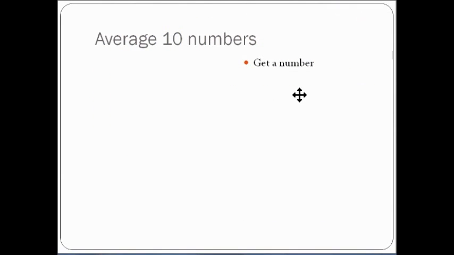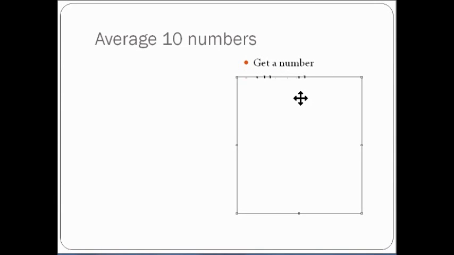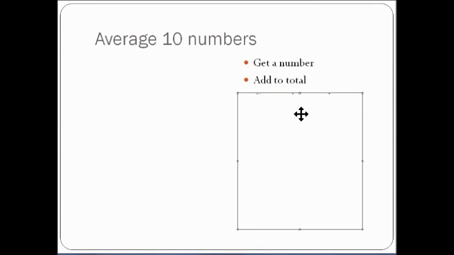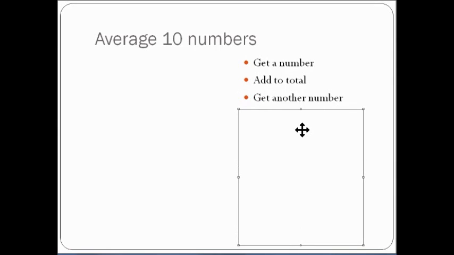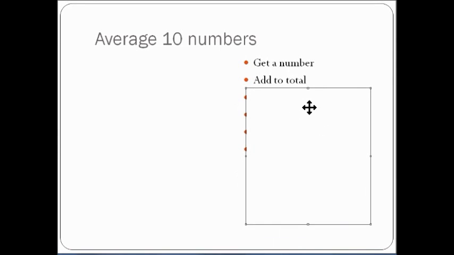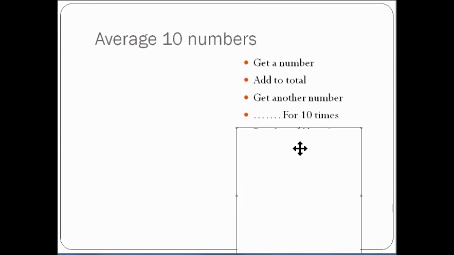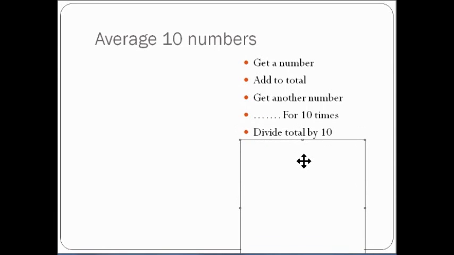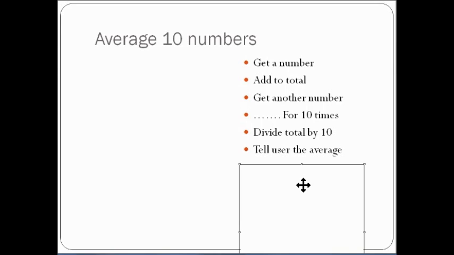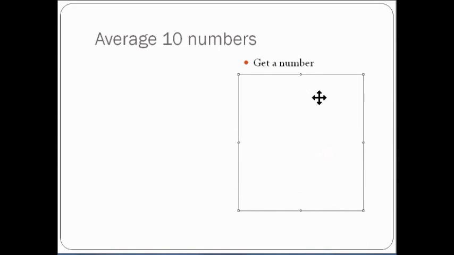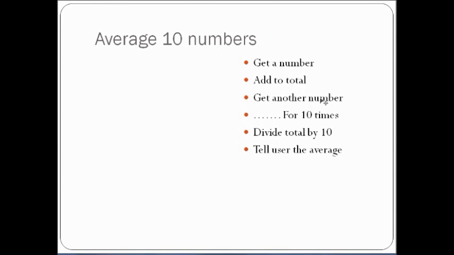First you get a number, then you add to the total, then you get another number, and you add it to the total, for 10 times, right? Then you divide the total by 10, then you tell the user the average. That's pretty straightforward, and you can do that without looping. It would be pretty long.